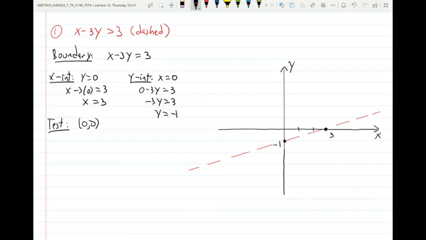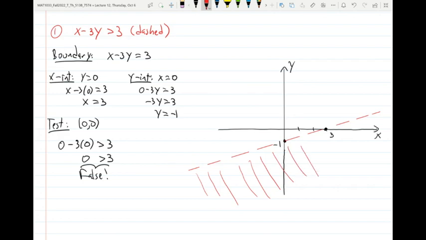Okay, 0, 0. We plug it into the original, so we get 0 minus 3 times 0 greater than 3. Evaluate, so it will be 0 greater than 3. Is that true or false? This is a false statement. What does that mean? It should be the opposite. So we shade the opposite. I'm going to shade the region that does not contain the test point. All right, so that was number 1.